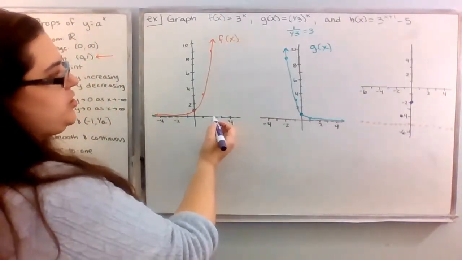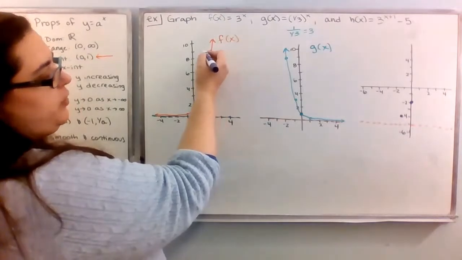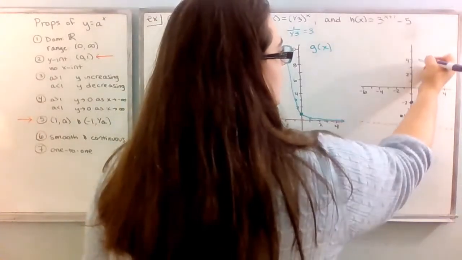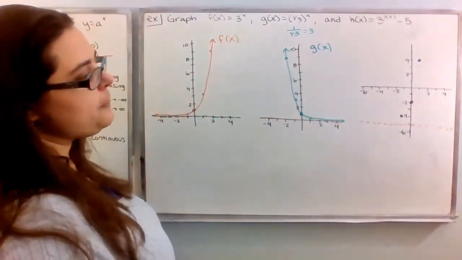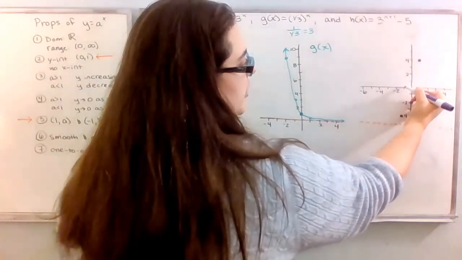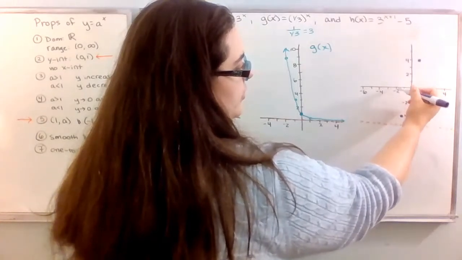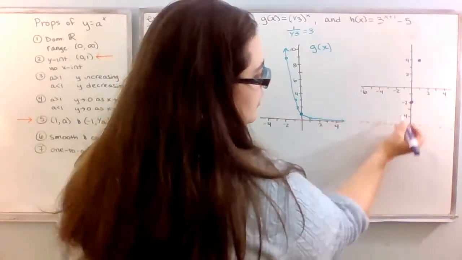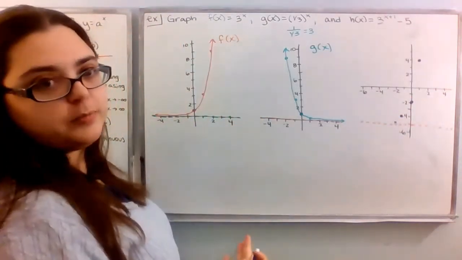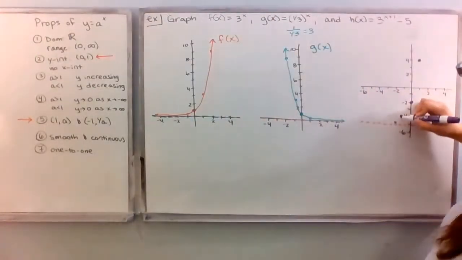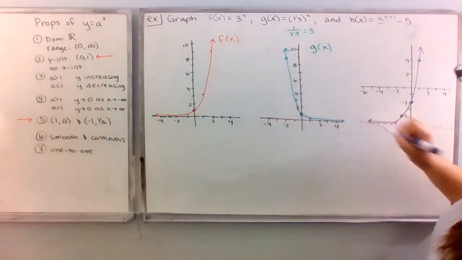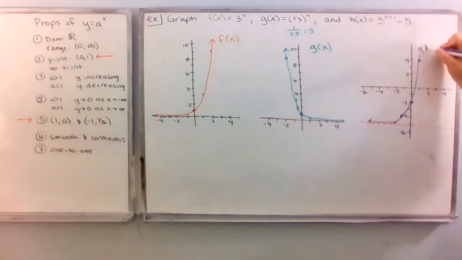And then, oh gosh, this point was at 2, 9. So if I move it left 1, I'm at 1, 9. And down 5, I'm at 1, 4. And then this point here that was at -1, 1/3. I'm going to go left 1 and down 5. So 1, 2, 3, 4, 5. So I'm going to be just above there. And now we can connect our points along with our function. And there we go. This is our function h of x.